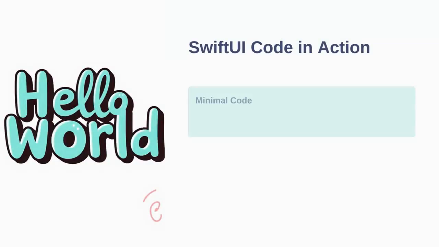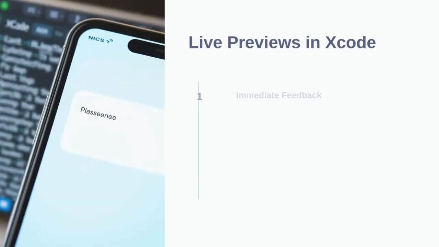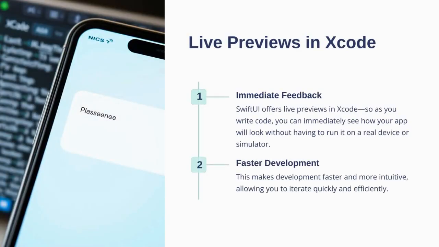For example, here is how you can show a simple text. Text("Hello World"), it's the easy way. Just write it and SwiftUI will display it on the screen. One of the best features of SwiftUI is the live preview in Xcode. As you write code, you can immediately see how your app will look. No need to run the app on the device first.